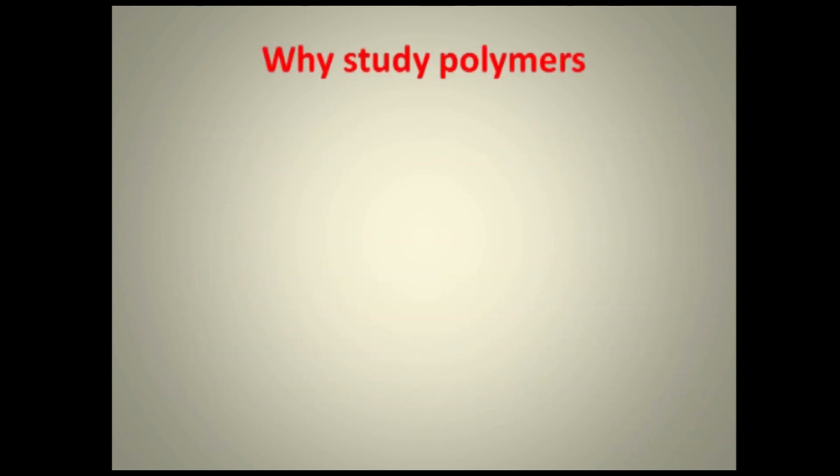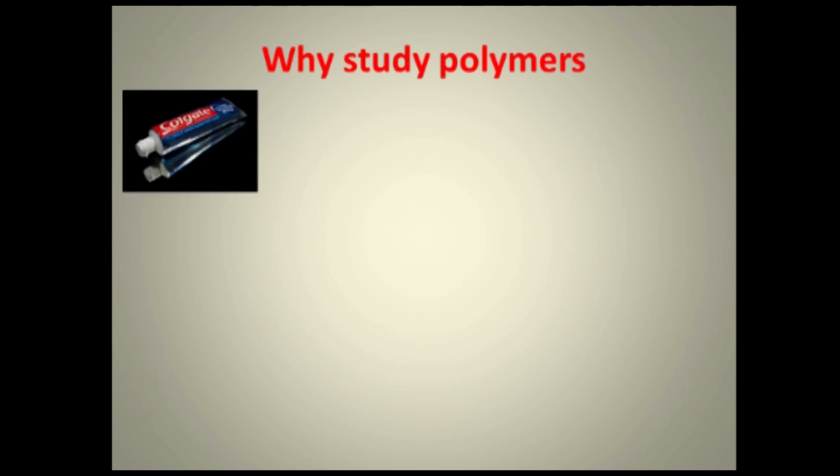Why do we study polymers? What are the uses of these polymers in our life? We will prove this with the help of different examples. The first example is toothpaste. The outer portion of this toothpaste tube is very soft, meaning it is one kind of polymer. Another example is the toothbrush. The handle of the toothbrush is very hard and the bristles are very soft, meaning there are two polymers present in one toothbrush.